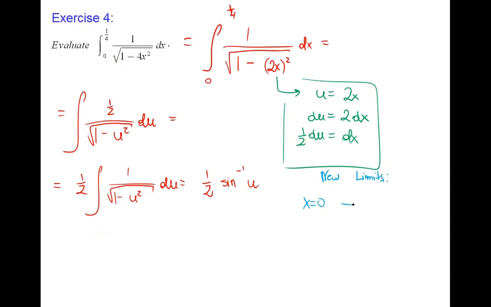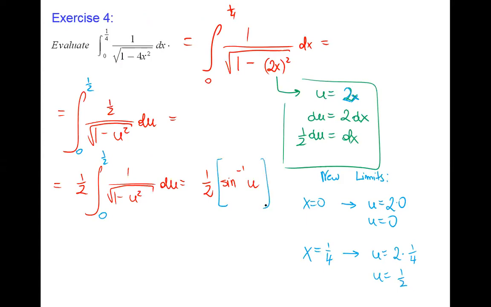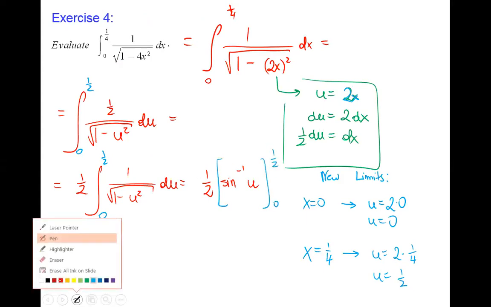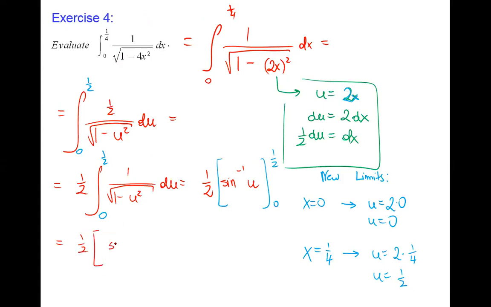If x is 0, then u is 2 times 0, of course 0 too. That means now I can put 0, 0. If x was 1/4, u is 2 times 1/4, which is 1/2. Now I can evaluate from 0 to 1/2. Let's try. Substituting upper limit, substituting lower limit.